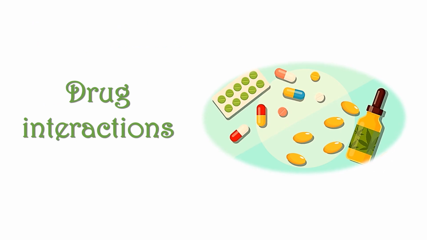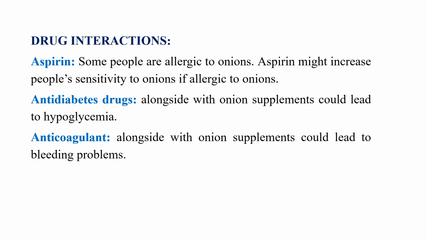Drug interactions. Onions have interactions with the following drugs. With aspirin: some people are allergic to onions, as we previously described in the contraindications. Aspirin might increase people's sensitivity to onions if allergic to onions.